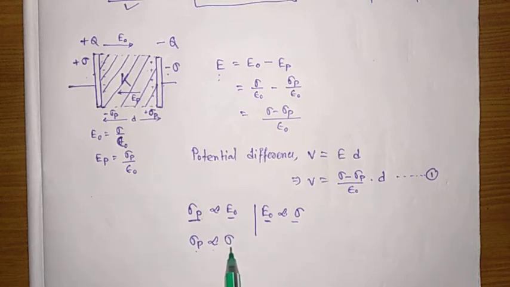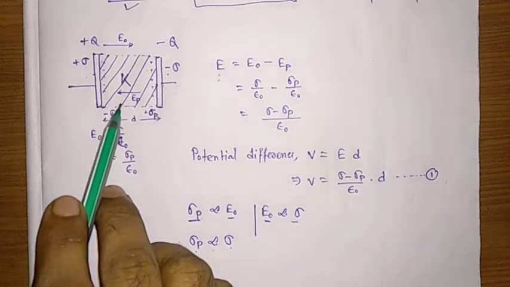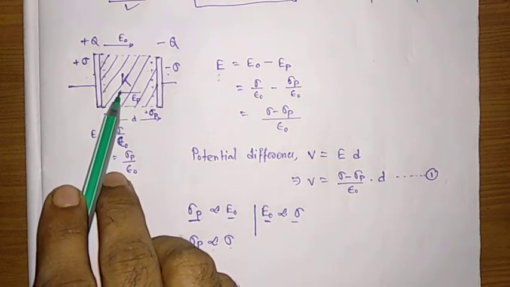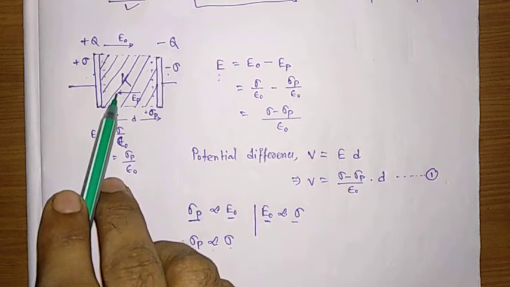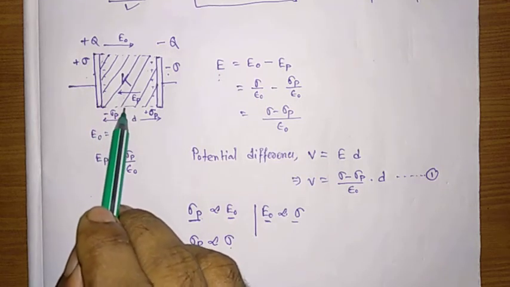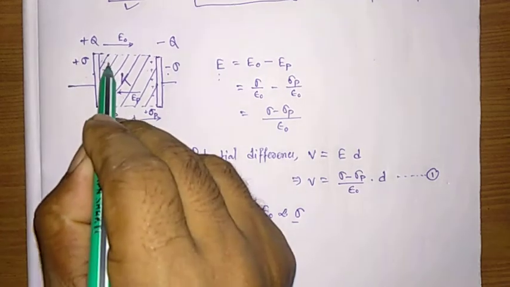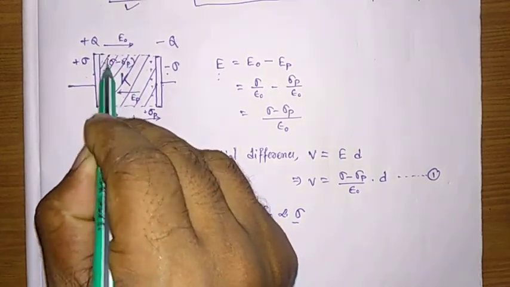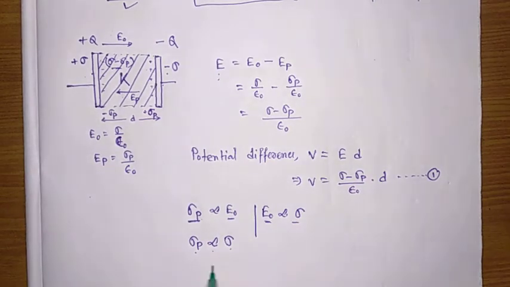So the net surface charge density inside the dielectric is sigma minus sigma P. Also, sigma minus sigma P is proportional to sigma. If sigma increases, then sigma P also increases. So the difference sigma minus sigma P is also proportional to sigma.